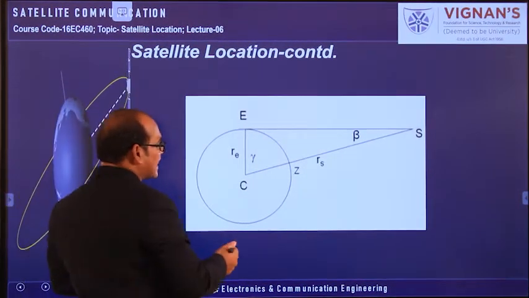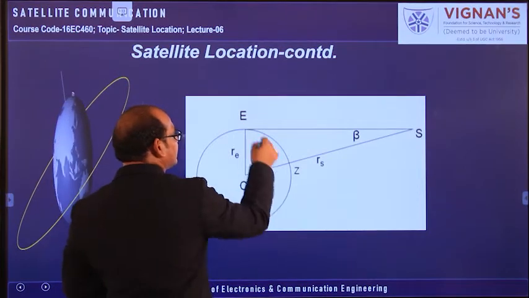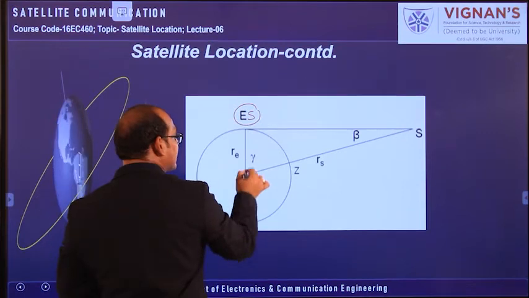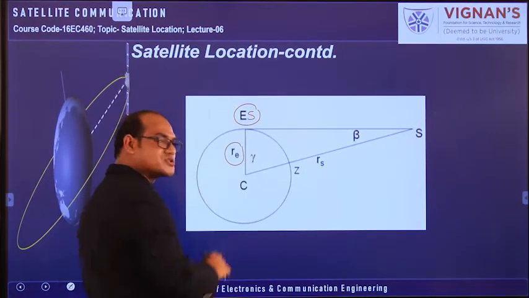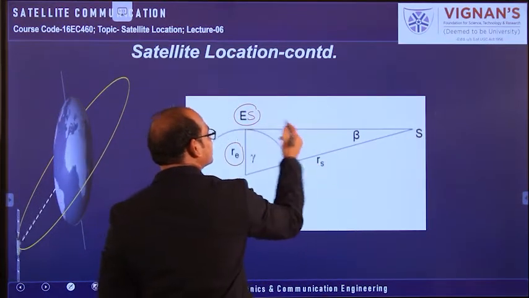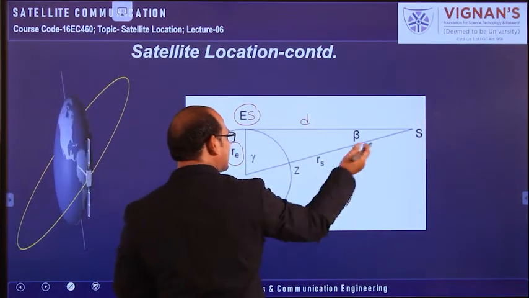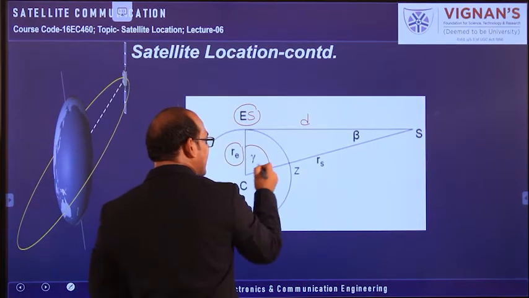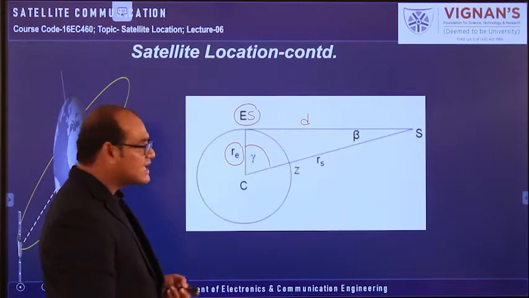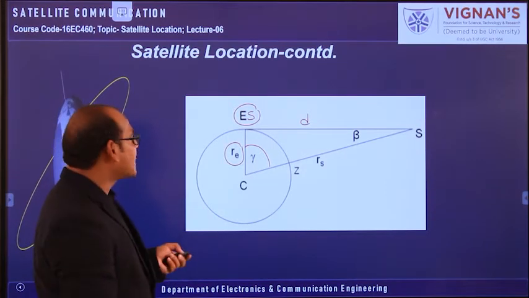You see this diagram. Earth is there. This is the earth station. From the earth station to the center, RE is the distance, that means the earth radius. And here the satellite is there. The distance between the earth station and the satellite is D. All these things we already know. And this is the central angle. The distance between the center of the earth and the satellite is represented with RS. That Z is representing the subsatellite point.